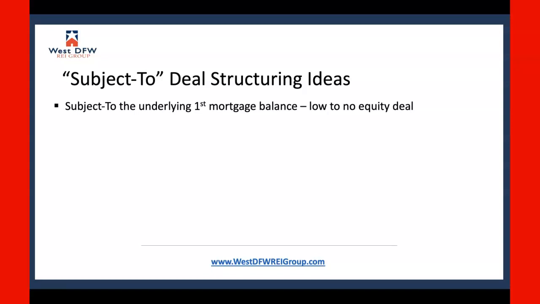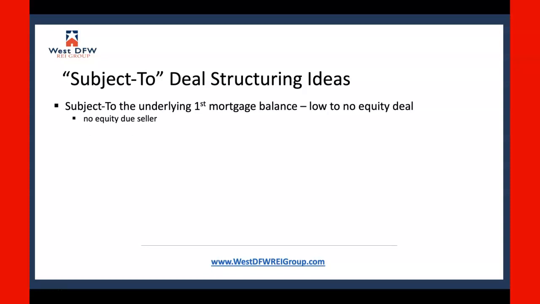So the first scenario is subject to the underlying first mortgage balance in a low to no equity kind of deal. What I mean by that is, let's say the house is 200,000 and they owe 190. That's a low to no equity kind of deal. So you can take over those kind of deals like we talked about, using options, giving yourself plenty of option period.